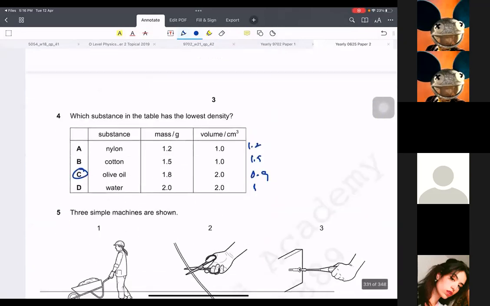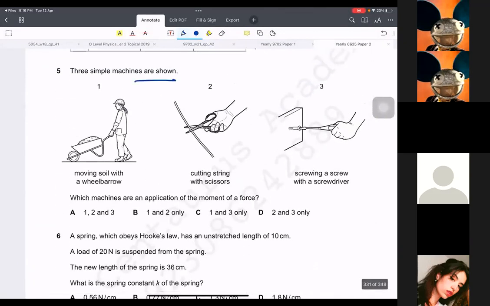Okay, thank you. Then 3 simple machines are shown. Which machines are application of moment of force? This is moment. Because you pull it up with the force, and then there is a pivot, and that's the perpendicular distance. That's moment. This one has a pivot, and the force is perpendicular to the distance. This is also moment. Screwdriver is 100% moment. So 1, 2, 3, all of them are moment.